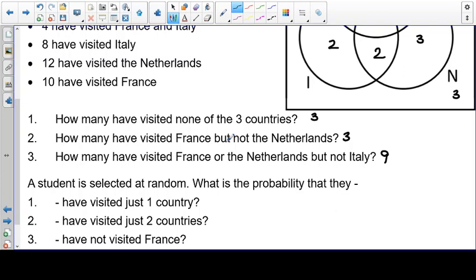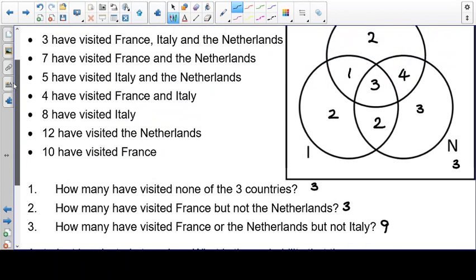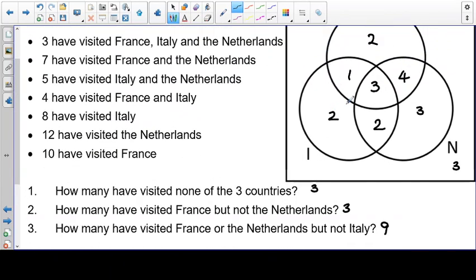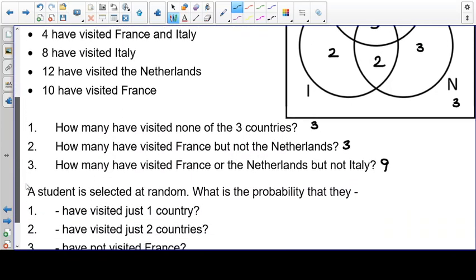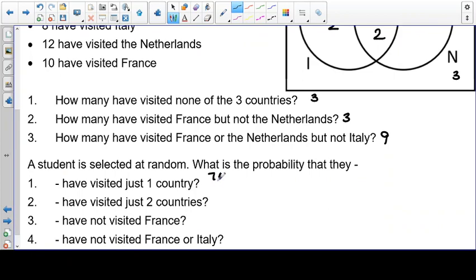These are now asking probabilities. A student is selected at random. What is the probability that they have visited just one country? So what's the probability that they visited just one country? Just those ones there, the ones without the overlaps. So that's 7/20.